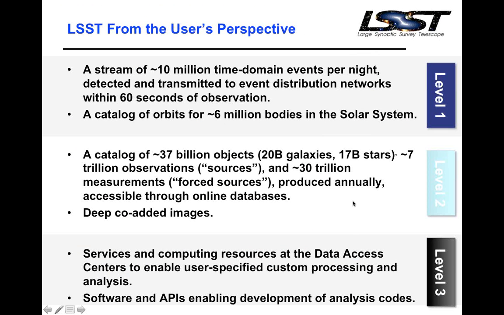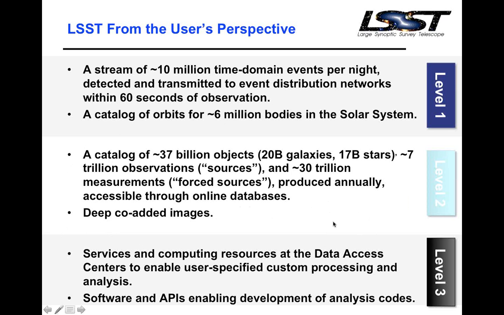Then the level 2 processing is the derivation of these catalogs, fully calibrated catalogs. We're expecting the catalog eventually to contain about 37 billion objects, 20 billion galaxies, and 17 billion stars, and about 7 trillion observations for sources, and maybe 30 trillion measurements, because we will also do some forced sources where we take the position of an object, which is known to vary in the past, and derive upper limits if it's no longer detectable. And then finally, we'll also produce these deep co-added images over the 10 years, which will get down to about 27th magnitude. This is where the project stops, below level 2.